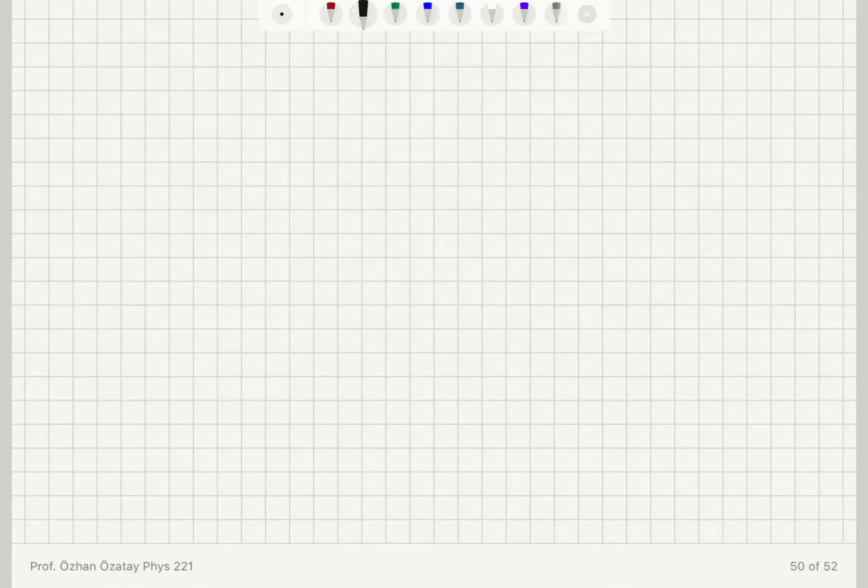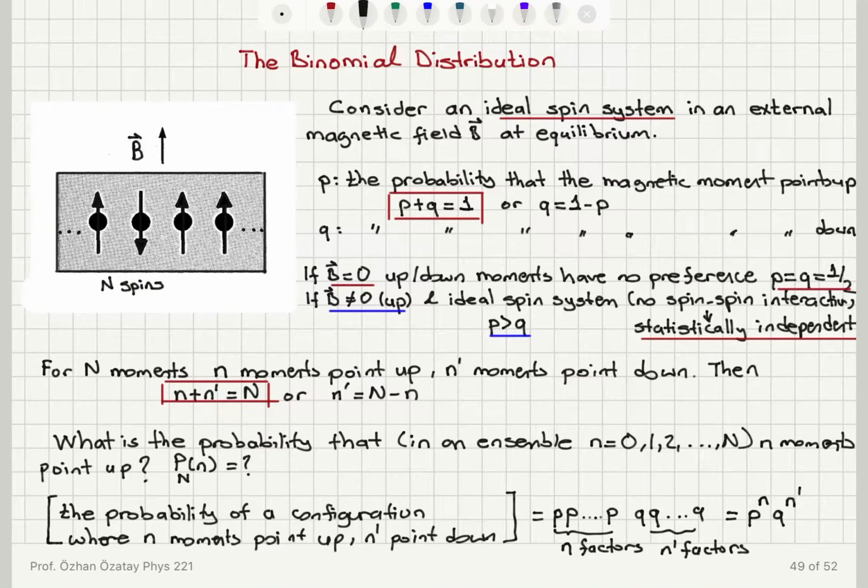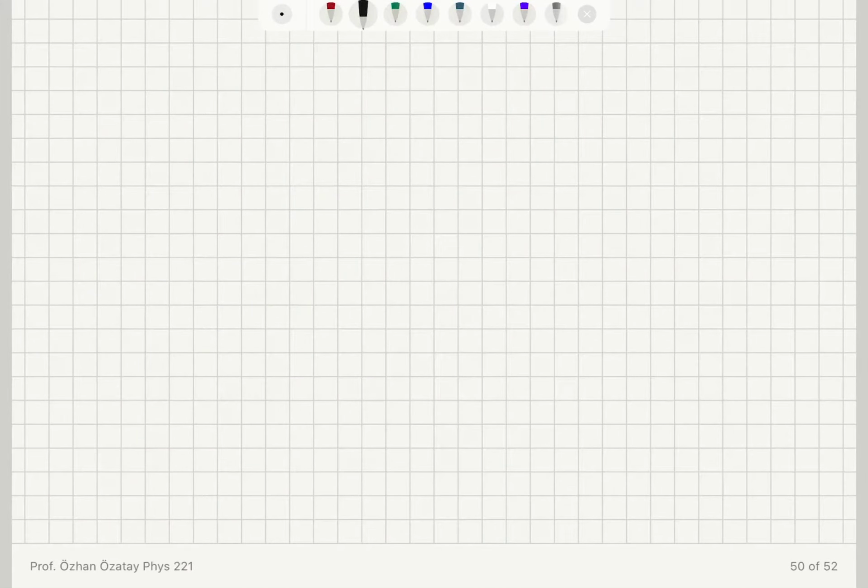Now, the problem here is that I didn't ask for the first moment to point up, second moment to point up, nth moment to point up, and n plus 1 to point down, etc. I asked for the probability of having any n moments pointing up. So that complicates things a little bit, because there are many situations where n moments point up. So I have to consider how many distinct situations I have where n moments point up.